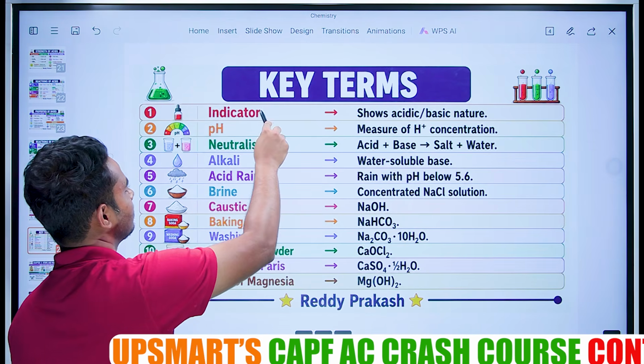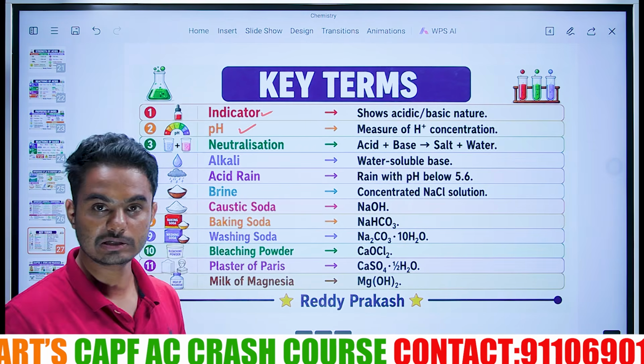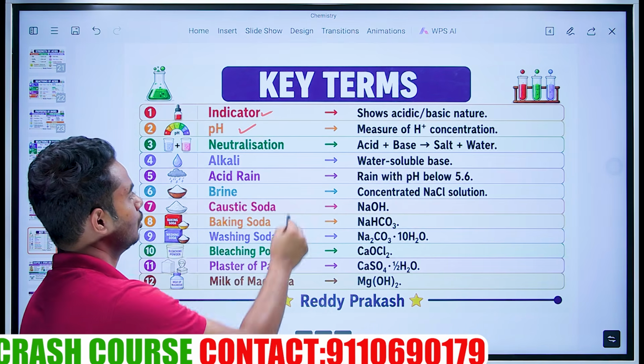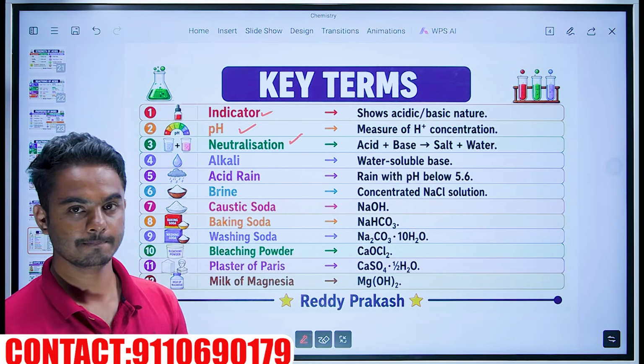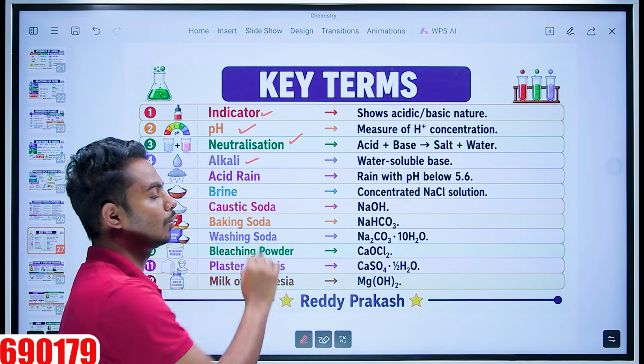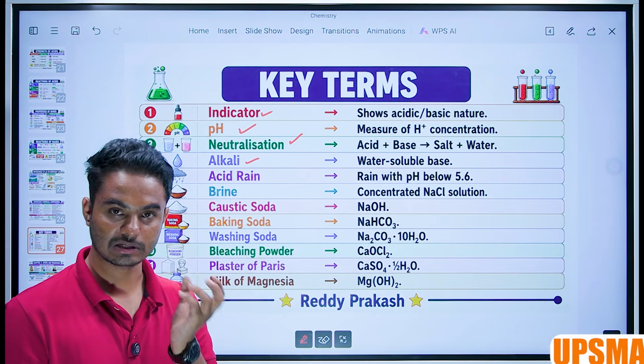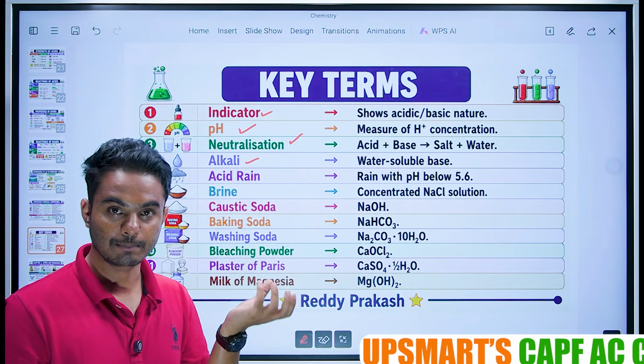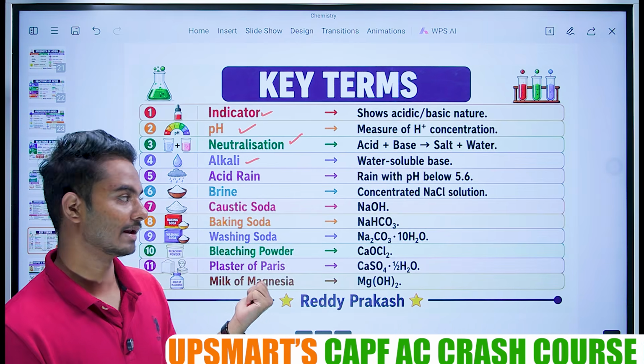You know what an indicator is. You know what pH is. You know what neutralization is. You know what alkali and base are, right? A base is the substance. Alkali is if the base can dissolve in water, then it is alkali.